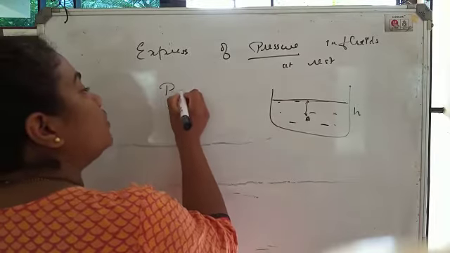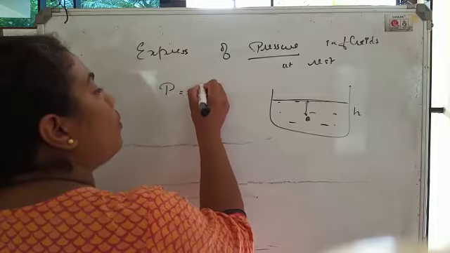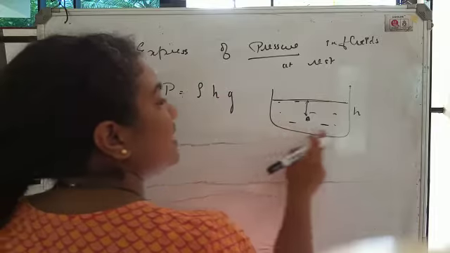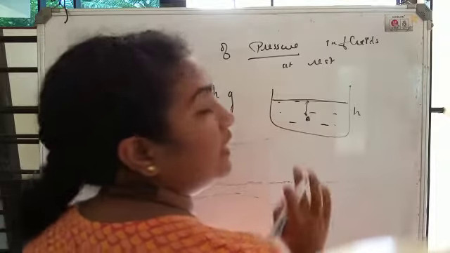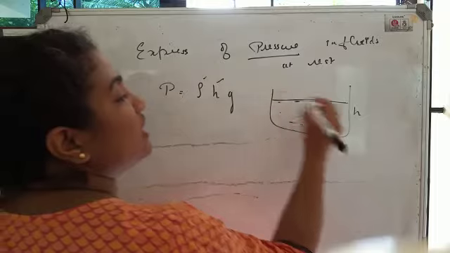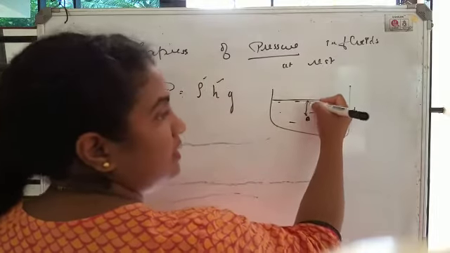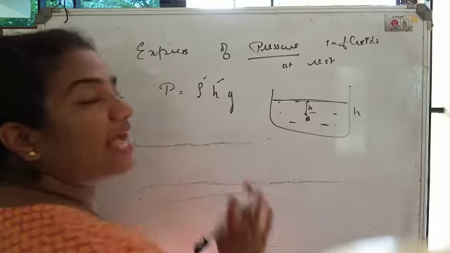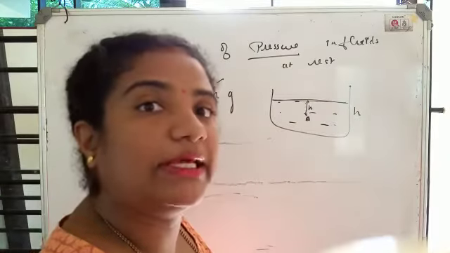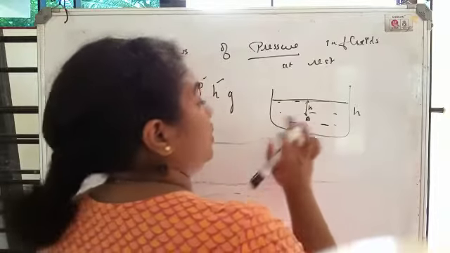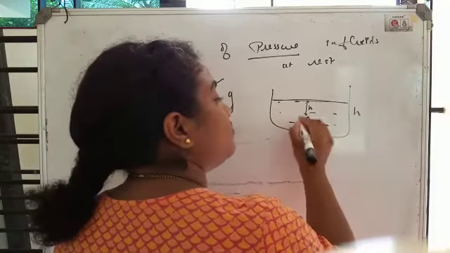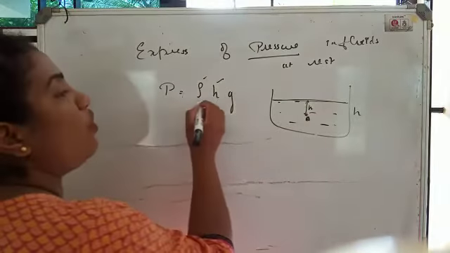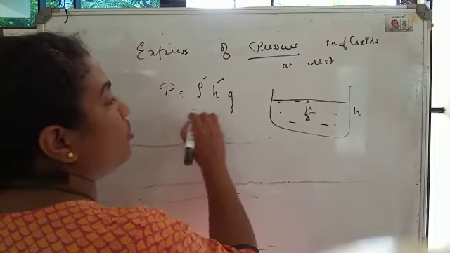then the pressure at O is given by rho g h. What is rho? It is the density of the fluid that you have taken in the container. What is h? It is the height from the free surface. This is the height. What is g? It is the acceleration due to gravity at that point. If there is any substance at this point, it will experience a pressure of rho g h.